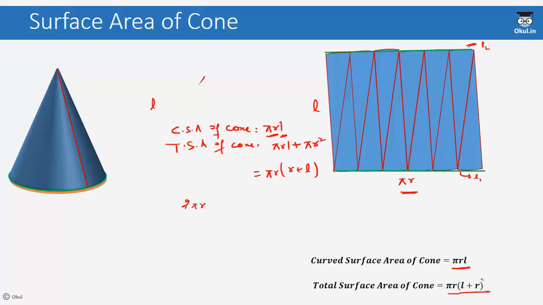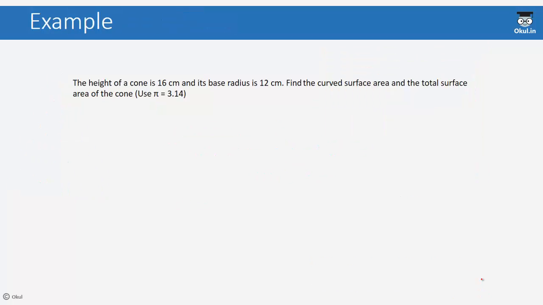Now let us do one example in order to understand this concept. The example is: the height of a cone is 16 centimeters and its base radius is 12 centimeters. We need to find the curved surface area and the total surface area of the cone. We need to use pi equal to 3.14. So it is given that the height of the cone is 16 centimeters and the base radius is 12 centimeters.